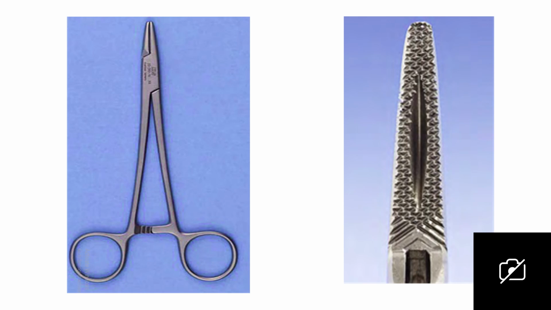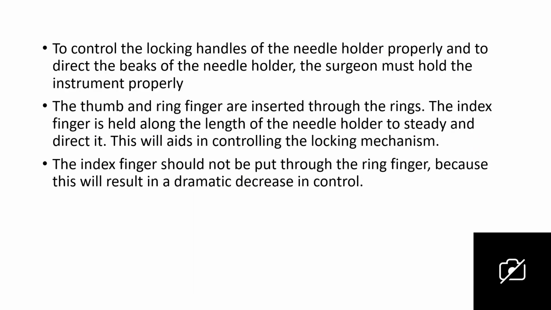This is how a needle holder looks, cross-hatched, and then when you work, you can hold the needle. To control the locking handles of the needle holder properly and to direct the beaks, the surgeon must hold the instrument properly. The thumb and the ring finger are inserted through the rings of the needle holder. The index finger is held along the length of the needle holder to steady and direct it. This will aid in controlling the locking mechanism. The index finger should not be put through the ring because this will result in a dramatic decrease in control.